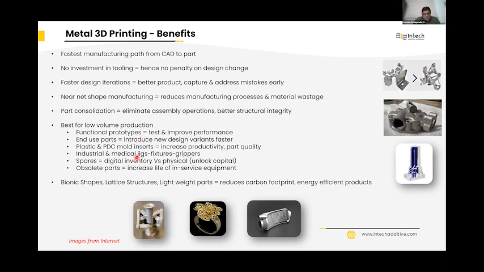End-use parts is coming up now. For the last 7 or 10 years it has been there. Molding applications, so certain components of the molds are 3D printed. Jigs and fixtures are also getting 3D printed, or robotic grippers are getting 3D printed. Digital inventory is something which is like just in time.